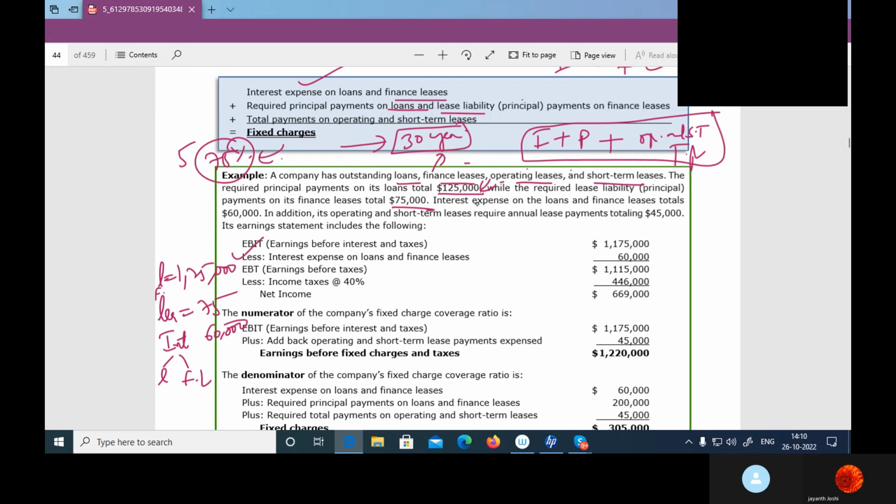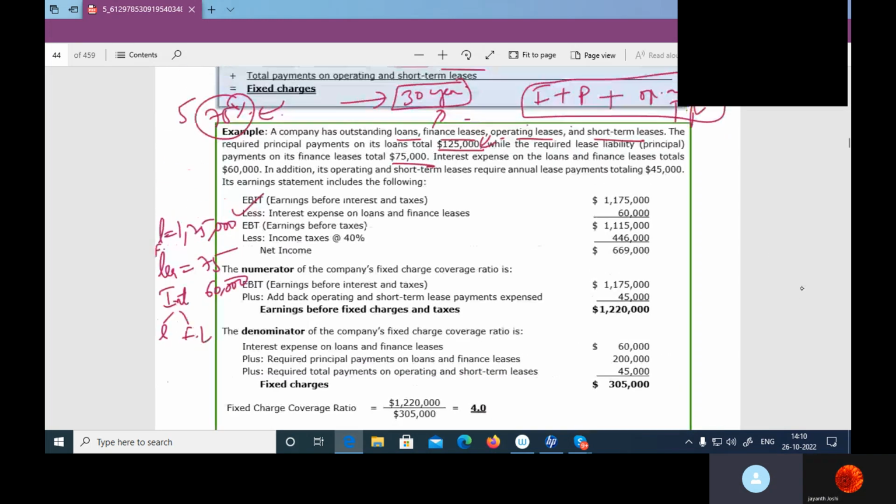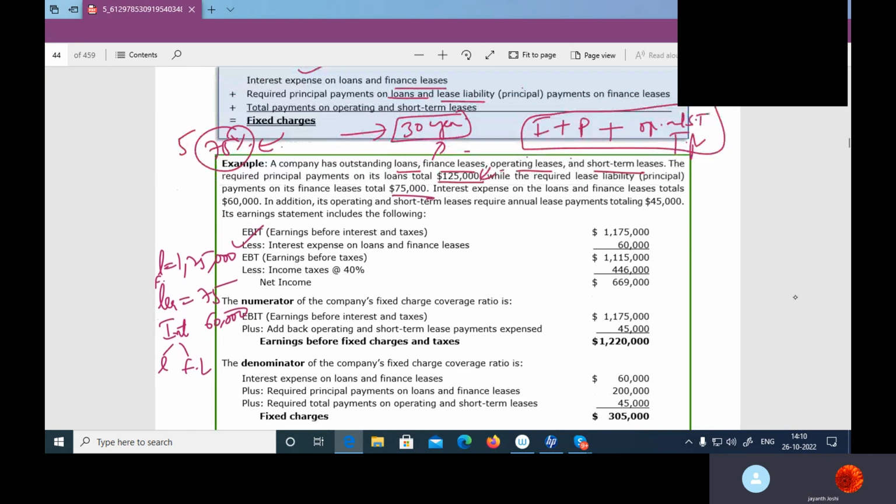So how did they calculate this EBIT, earning before interest and taxes? I'm coming to that, but I have not gone to that extent. I just want you to confirm whether you understood the data till here or not. Yes, understood. Interest expense on loans and finance leases is 60,000, I've written there. And the short-term lease payments are 45,000, correct?